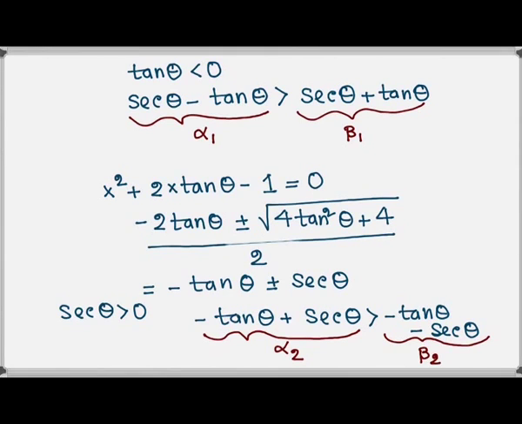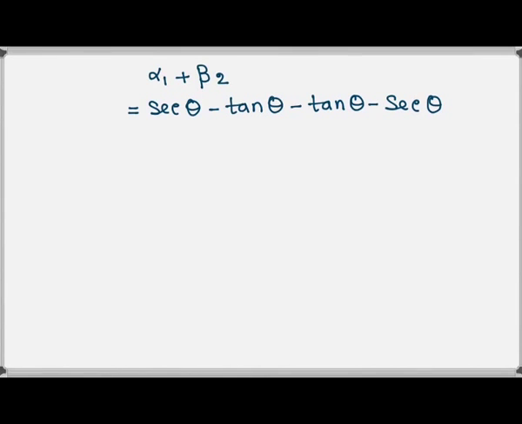So now with all this we are ready to find out what is alpha 1 plus beta 2. We write what is alpha 1 plus beta 2. This is sec theta minus tan theta, minus tan theta minus sec theta, which is minus 2 tan theta.